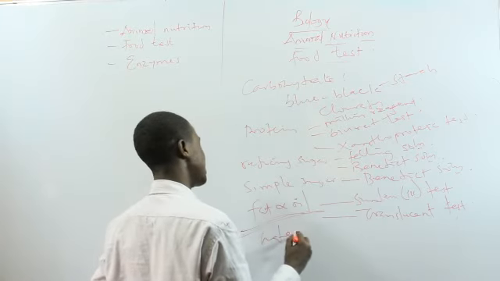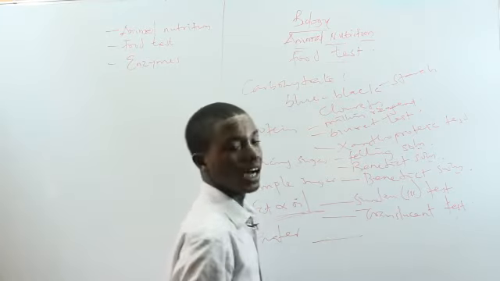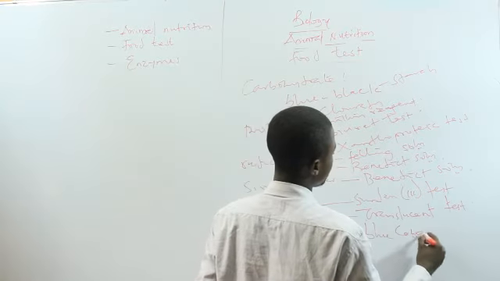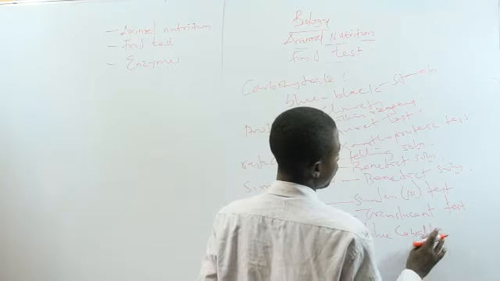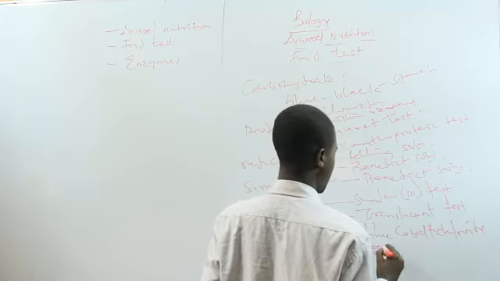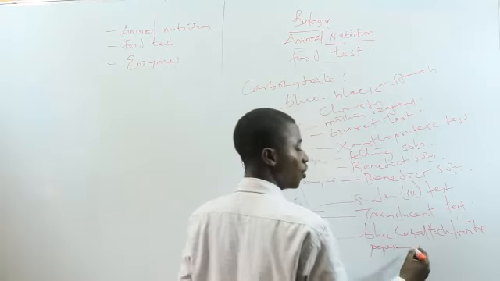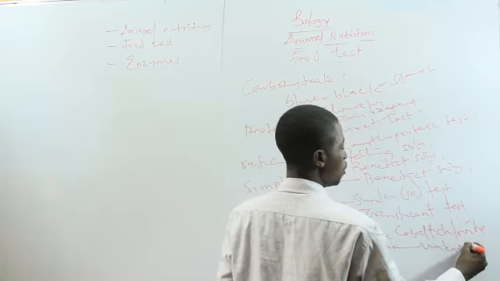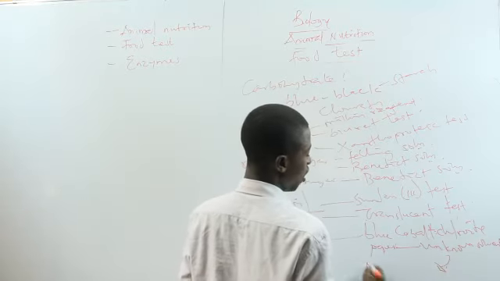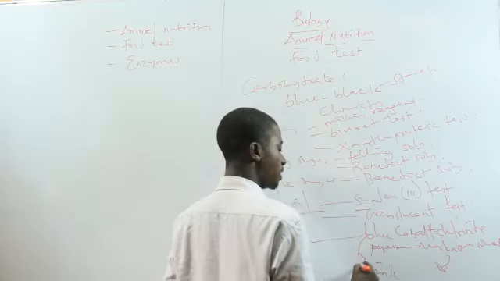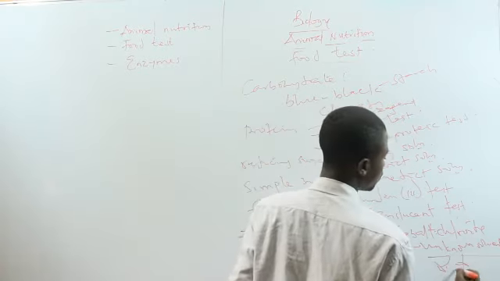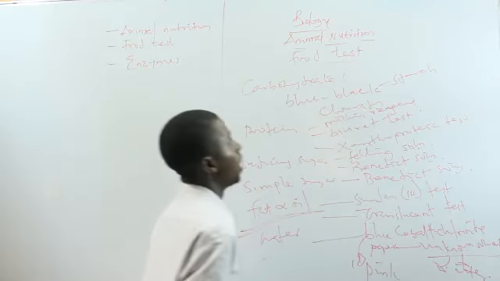The last one now is a test for water. Now how do you test for water? You make use of blue cobalt chloride paper. When you dip it into an unknown solvent, it turns from blue to pink. And if it truly changes from blue to pink, then that unknown solvent is water.